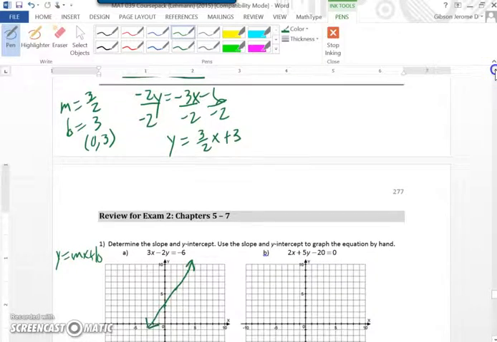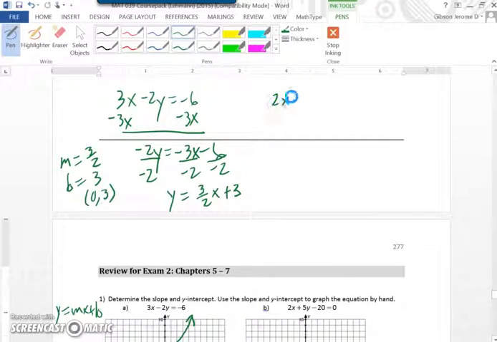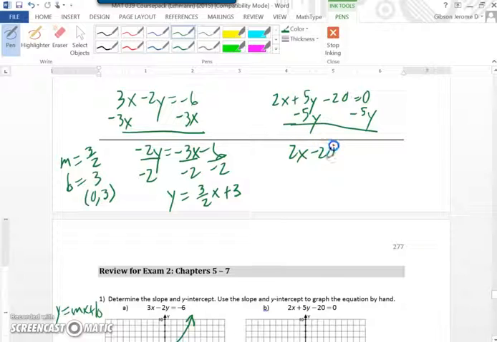Now, B, again, I'm going to go up here to get y by itself. So we will have 2x plus 5y minus 20 is equal to 0. Now, what would be easier to do here is to subtract 5y on both sides. So now, we will have 2x minus 20 is equal to a negative 5y. Now, we will divide each individual term by negative 5. So this will give us negative 2/5 x plus 4 is equal to y.